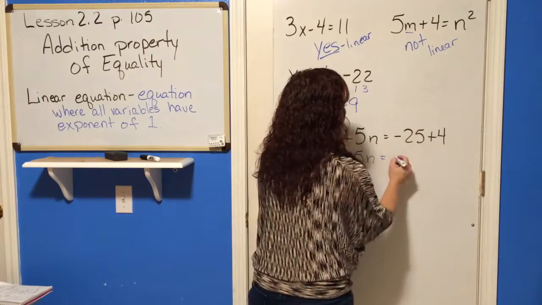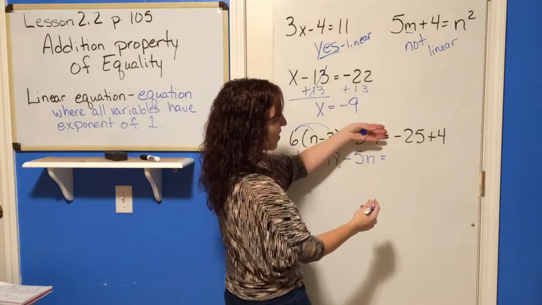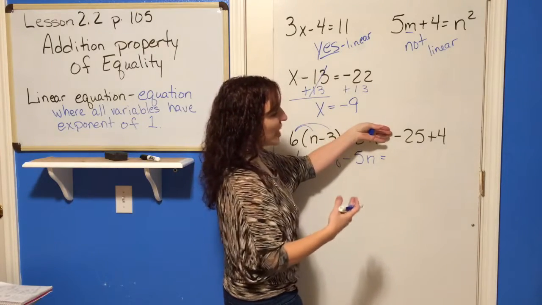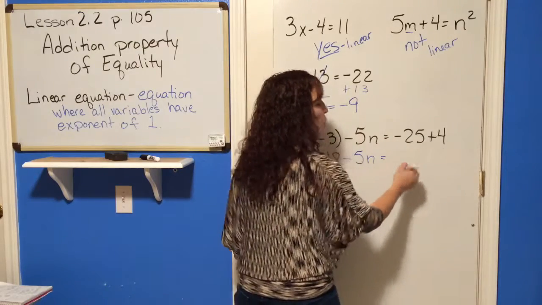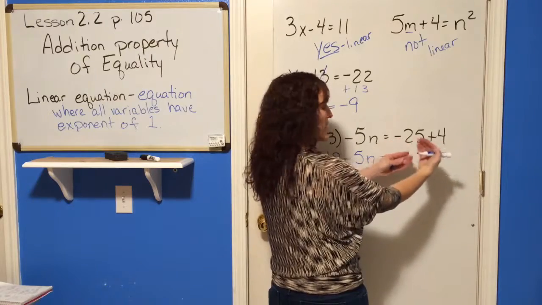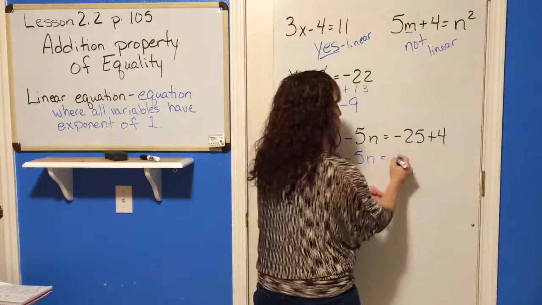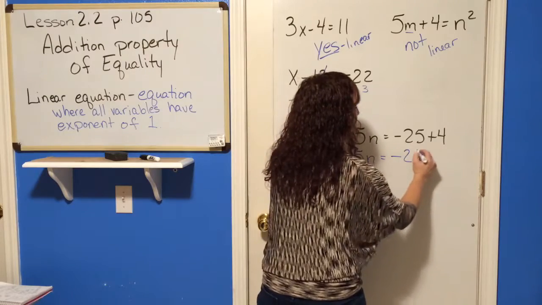And these are just simply negative 25 plus 4. And in this case, because it's the only thing on that side of the equal sign, in this step, you could go ahead and just combine that. So negative 25 plus 4, because one is positive and one is negative, you're going to subtract. And because the 25 is bigger, your answer is going to be negative. So 25 minus 4 is 21.